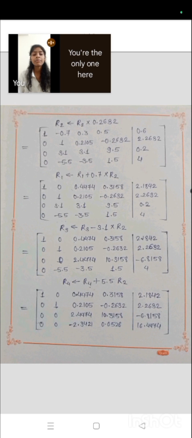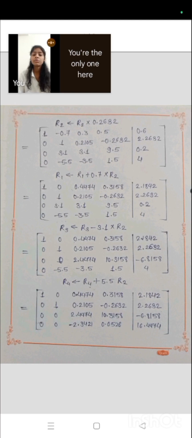And we put the operation R1 and R2. Here the R1 value is 0.6 and R2 value is 2.2632, and we solve the equation and the answer is 2.1842. Okay, and again we put the operation in R3 minus 3.1 into R2. So here the R3 value is 0, 3.1, 3.1, 9.5 and 0.2. So we put this R3 row here. Here the R3 value is 0 into 3.1 into R2.